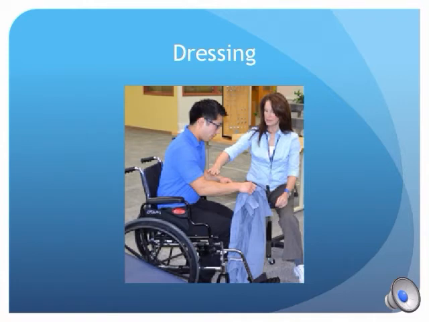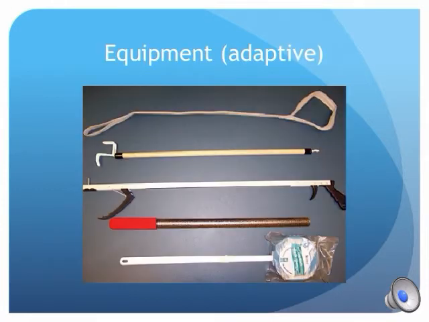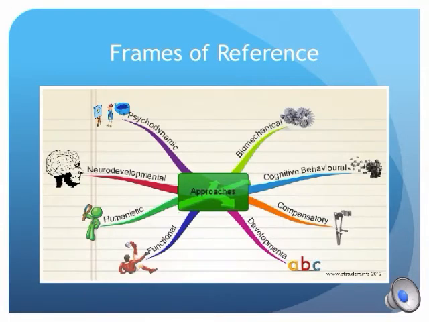D is dressing, one of the ADLs that is addressed by an OT. It is an important part of everyday life that an OT gives the patient the assistance and tools to become independent with this task. E is equipment, or adaptive equipment. Adaptive equipment is utilized by occupational therapists to modify the task or environment for an individual to promote independence.